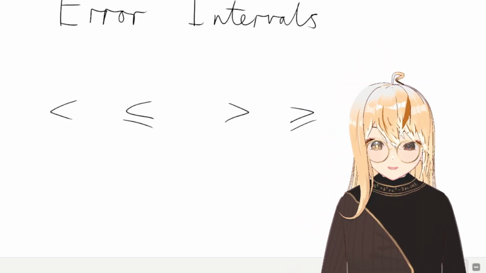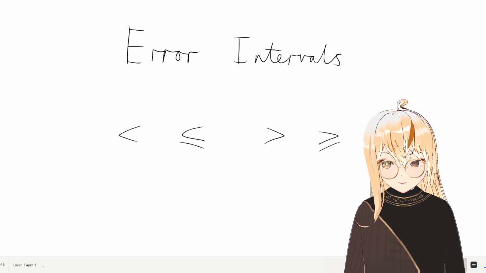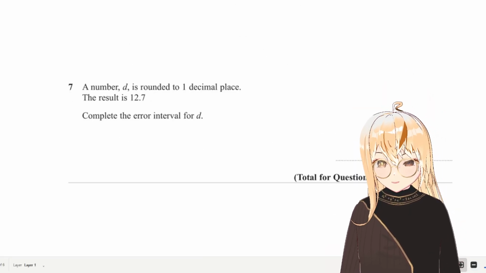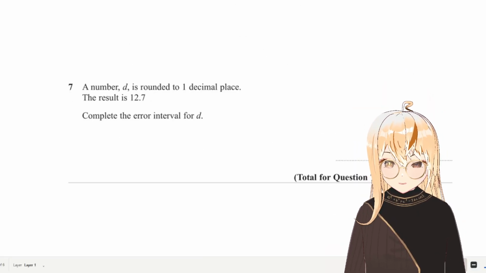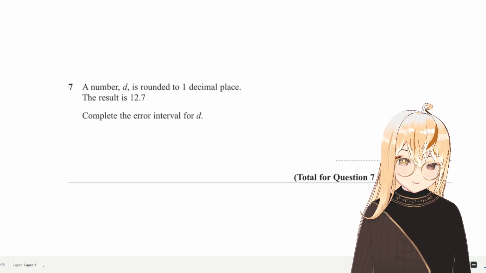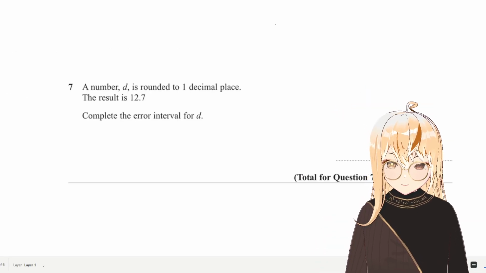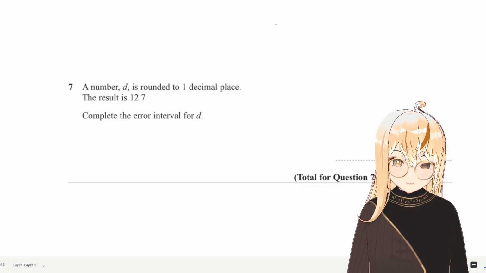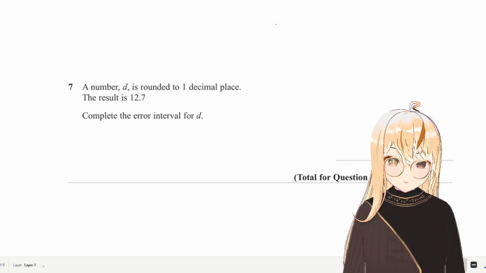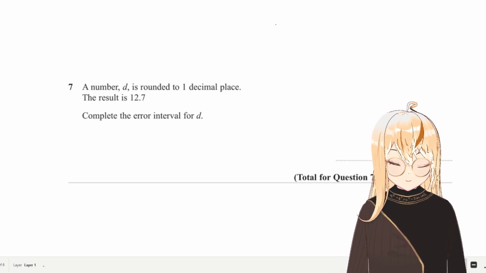So let's get right into the questions as always. Here we need to complete the error interval for this number d, which is being rounded to one decimal place. So the result is 12.7, and we need to think about what kind of numbers will round to 12.7.